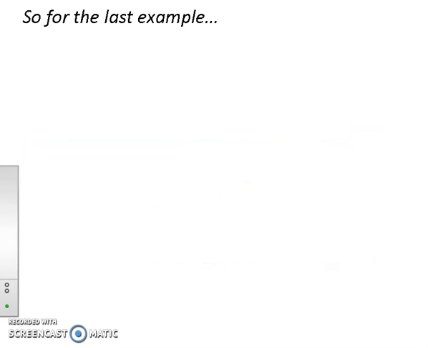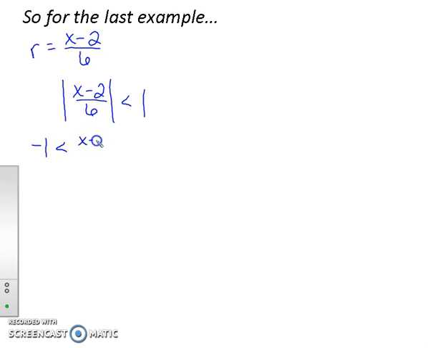So for the last example, we had a common ratio of x minus 2 over 6, right? So all geometric series are going to converge if the common ratio is less than 1. So it's actually the absolute value of the common ratio that needs to be less than 1 in order for the series to converge. So if you remember doing these with the geometric series previously, we then split that up into a compound inequality.